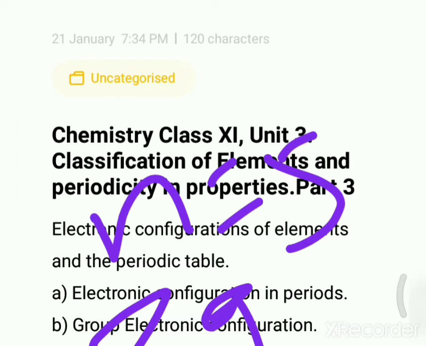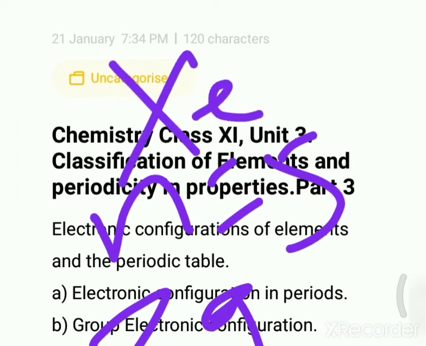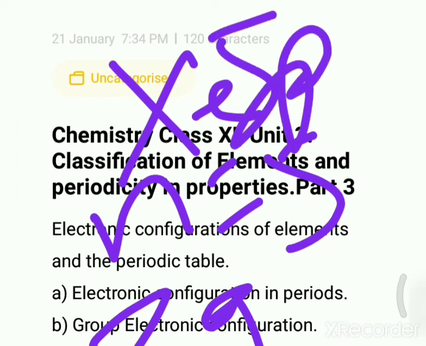This period ends at xenon with the filling up of the 5p orbitals. 5p orbitals will be filling in the fifth period. So that ends with xenon.